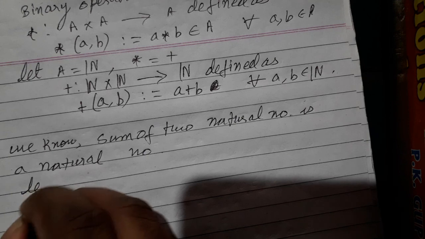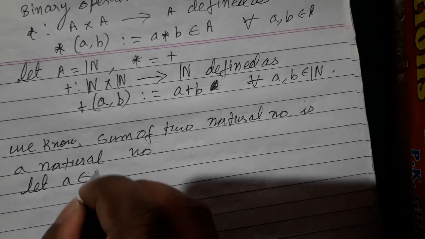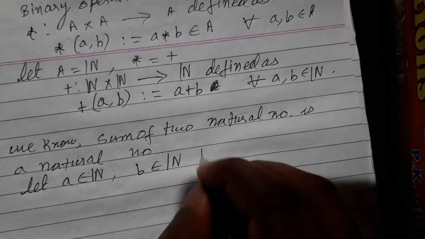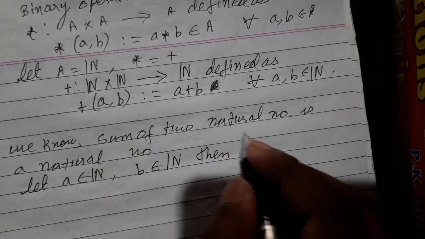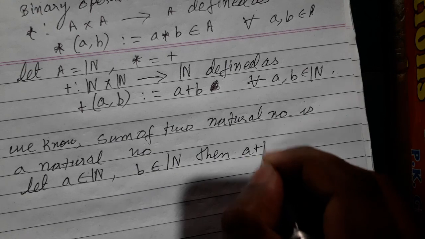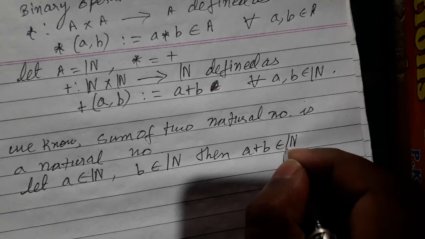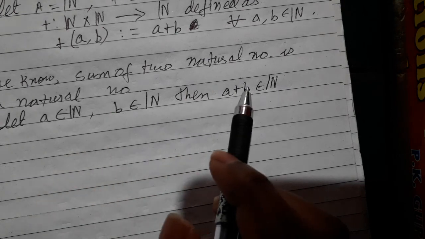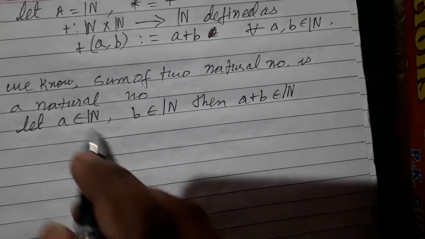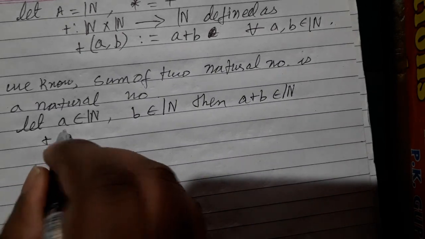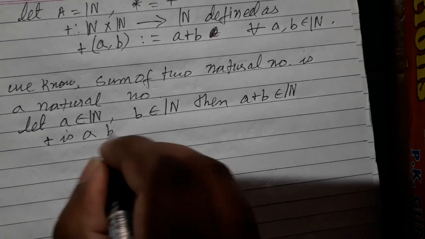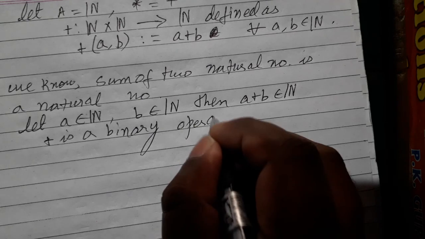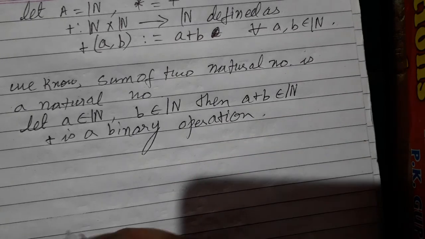Now let me take an element A from natural numbers, and B also from natural numbers. Then by this statement, we know that A plus B is also a natural number. So we have shown that it is a natural number. That shows that plus is a binary operation. So we got here that plus is a binary operation.